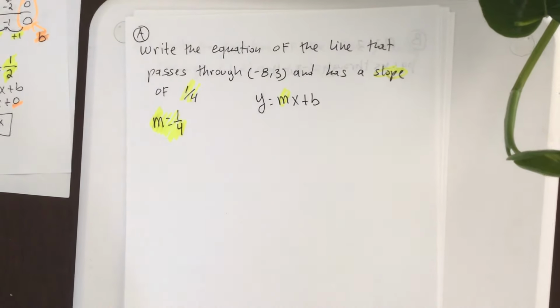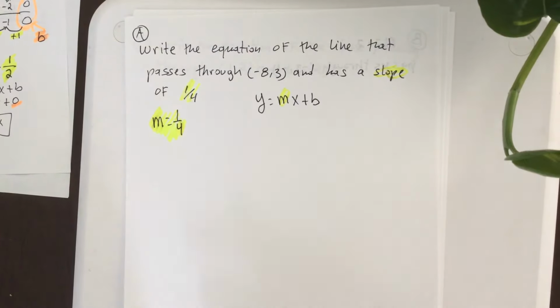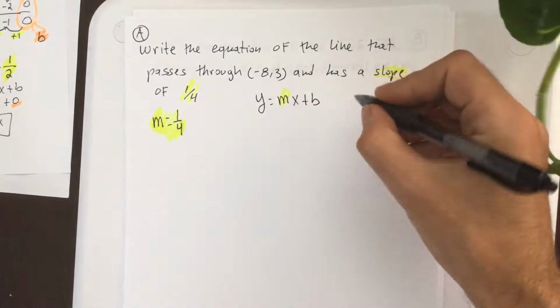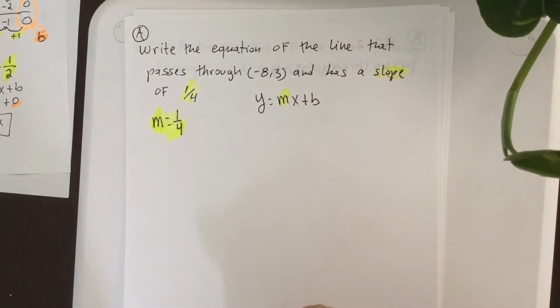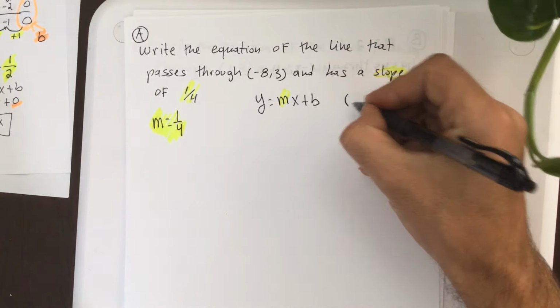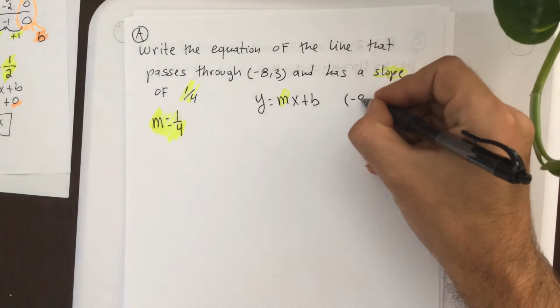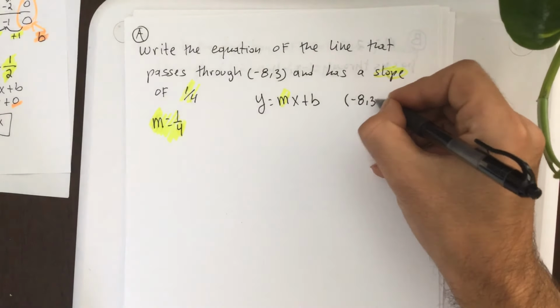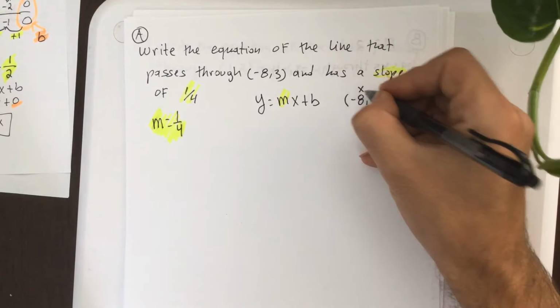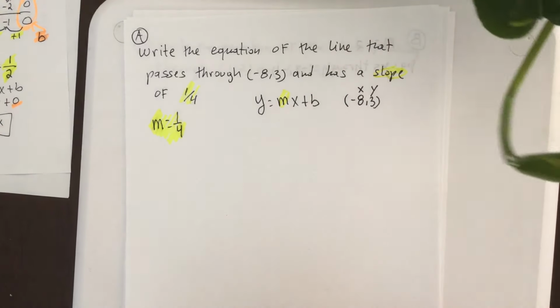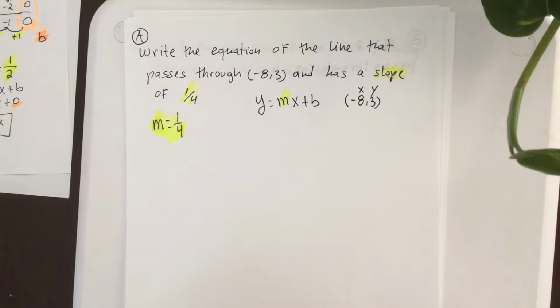But we are missing the y-intercept. You can plot the point and graph it. You probably will get it, but that will take a long time and you probably need graphing paper. But there is a way to get the b. Basically, I'm going to plug this point into this equation, and then solve for b. So this is the point the line goes through, that's -8 and 3. That's my x and that's my y. So I'm going to do substitution and then solve for b.